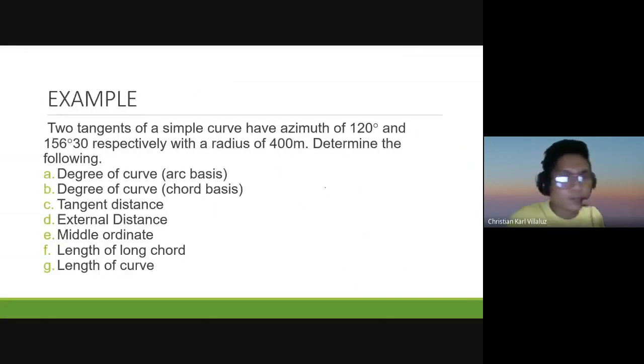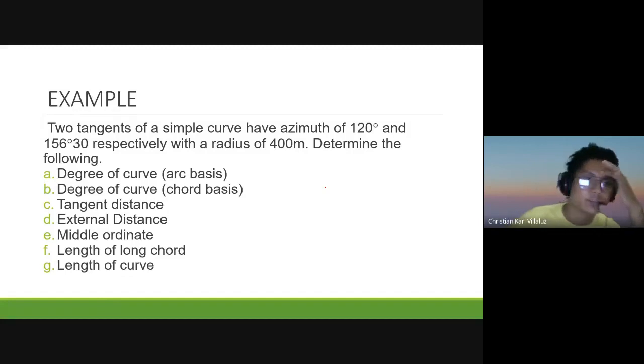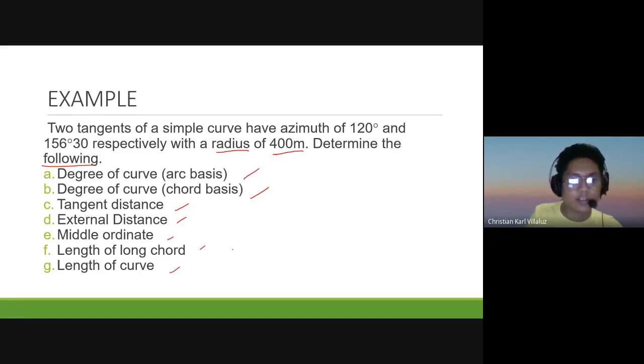So, example. Two tangents of a simple curve have azimuth of 120 degrees and 156 degrees 30 minutes, respectively, with a radius of 400 meters. Determine the following. First, degree of curve using arc basis, then degree of curve through chord basis, tangent distance, external distance, middle ordinate, length of long chord, and length of curve.